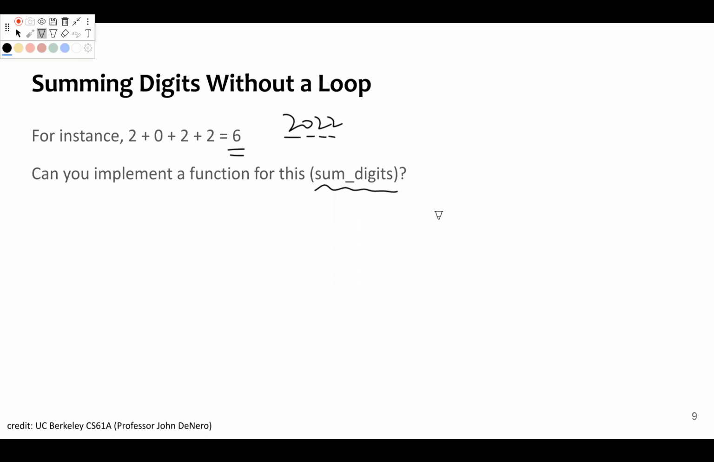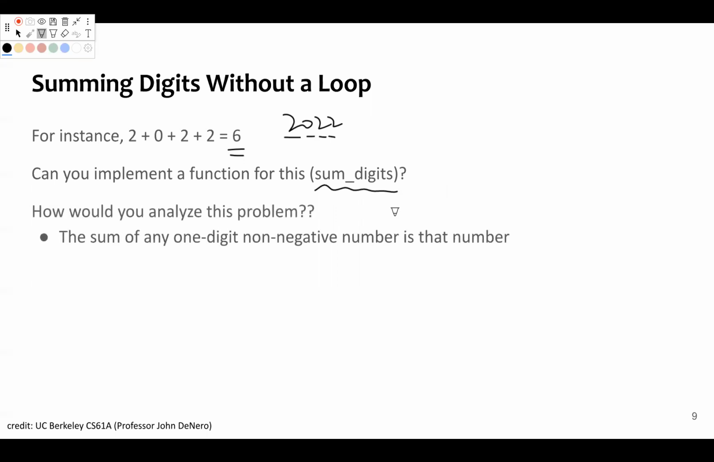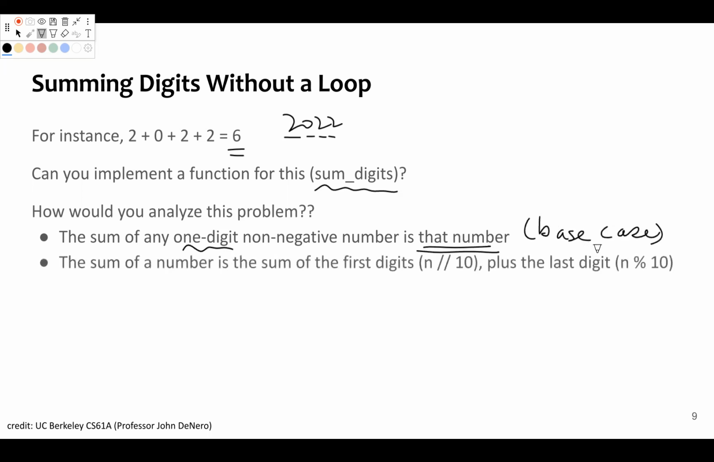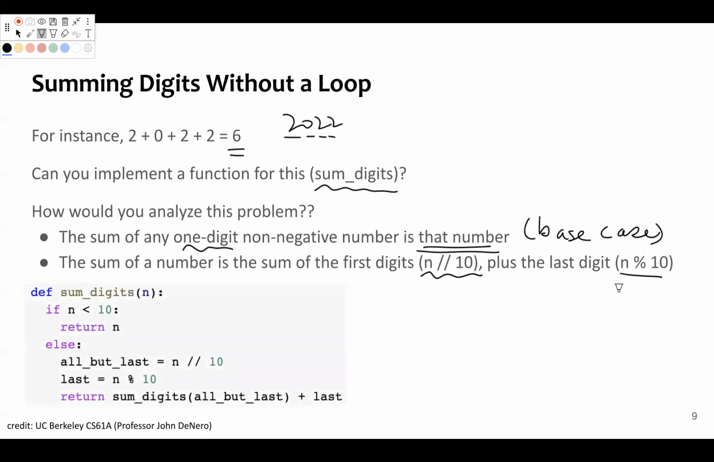All right, thank you for sharing your answers. Okay, let's see how we analyze this problem. So the sum of any one digit number is that number. So for a one digit number, we just return that number. This is our base case. And the sum of a number is the sum of the first digits, which is n/10, plus the last digit, which is n%10. So this is going to be like this.